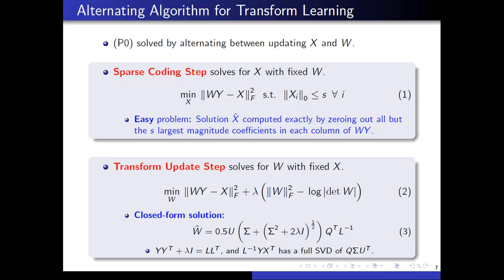Okay, now suppose you found X. Now you want to solve for W. You have to solve this problem with X fixed for W. This actually looks pretty ugly here with a negative log determinant and so on. Turns out, magically, it has a closed form solution.